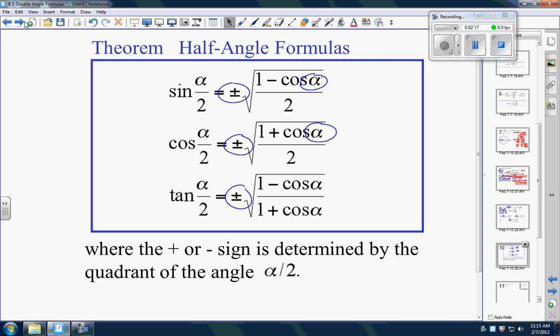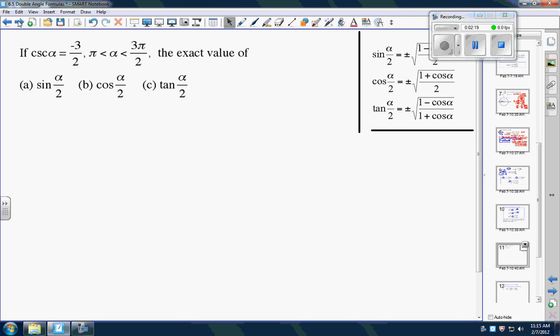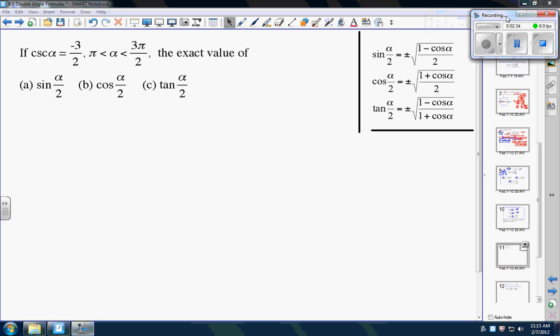So let's look at an example here. If I give you this, I'm telling you cosecant is negative 3 over 2. I'm telling you the quadrant for alpha, and I want you to do these three things. Off to the side here, I threw in all our formulas for half angle just so we're able to work with them.